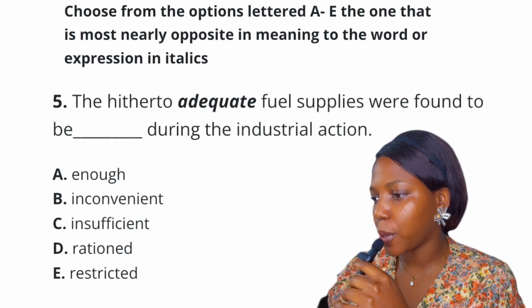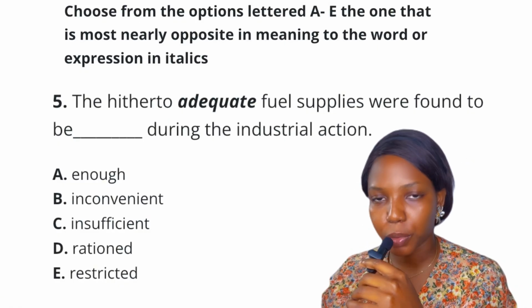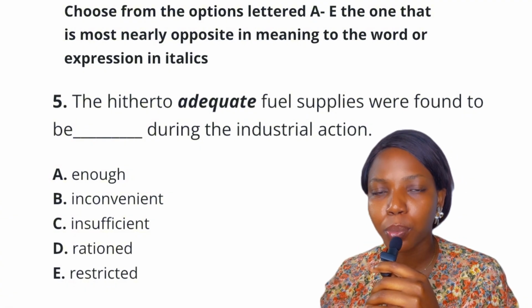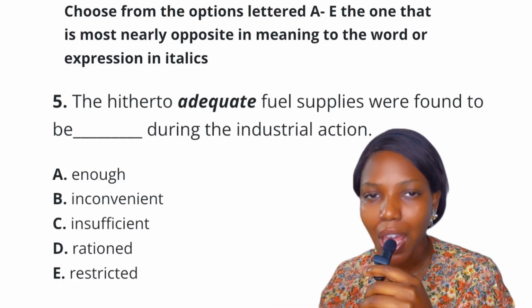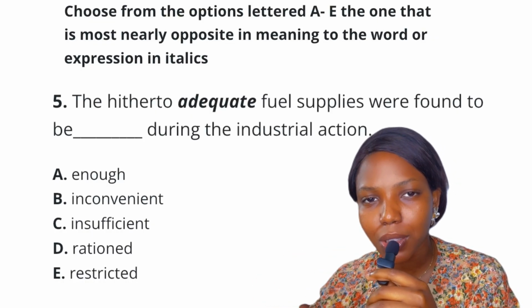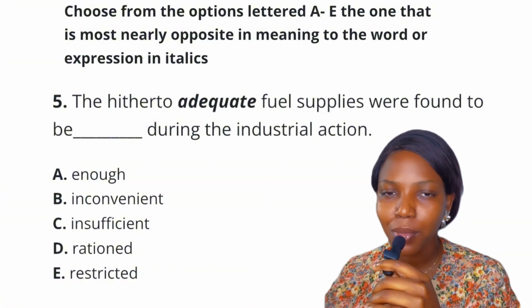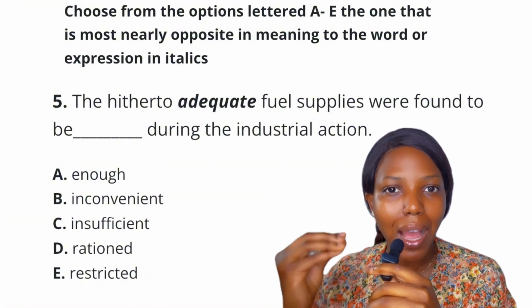Question 5. So choose from the options lettered A to E the one that is most nearly opposite in meaning to the word or expression in italics. Okay, so examiners love to play with opposites, but let's find out which word is truly the opposite of adequate in this sentence. Now, I want you to follow 3 major steps. The first is identify the meaning of the word as it is used in the context. Now, examiners want to know if you can identify the meaning that is most active.